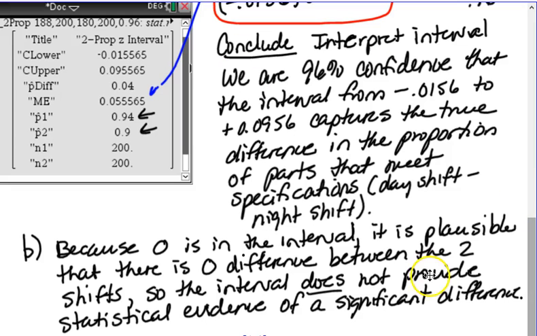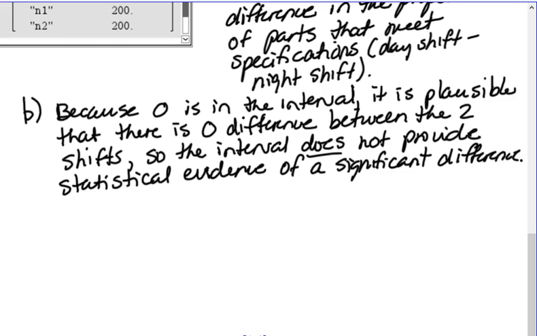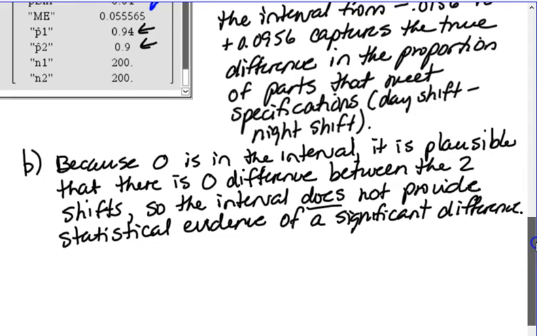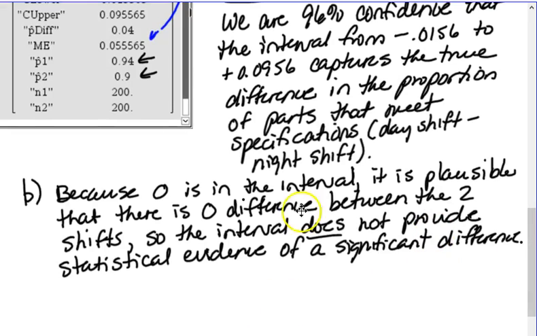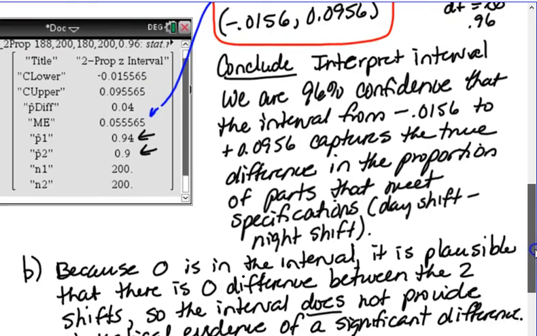So basically we have inconclusive results here. The interval does not provide statistical evidence of a significant difference. It could go either way, or it could be 0. So that's the idea. 0 is plausible as a difference because it's in the interval, so we can't reject that as a possibility.